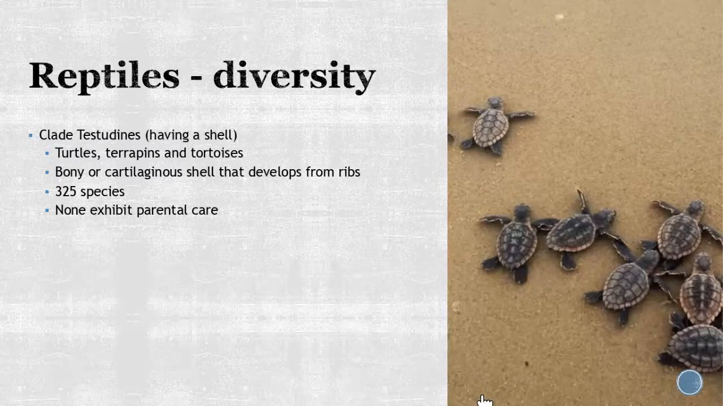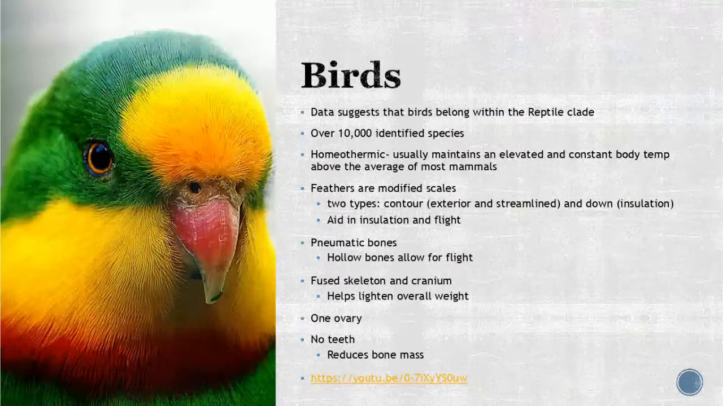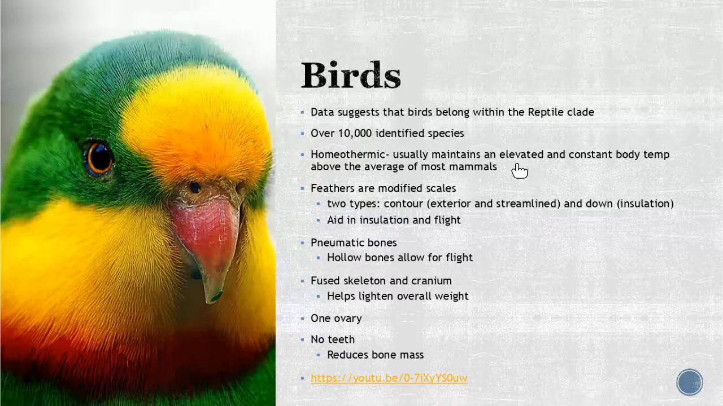And then finally, your birds. The book doesn't go too much into them, but here's a little bit of information about them. So a lot of data suggests that birds belong with the reptile clade. There's a lot of similarities between them. There's about 10,000 species. Now, with these guys, they're homeothermic. That means they maintain an elevated and constant body temp above average of most animals. Not everyone runs at 98.6. I know dogs run a little bit higher, but birds do like to run at the higher rate.